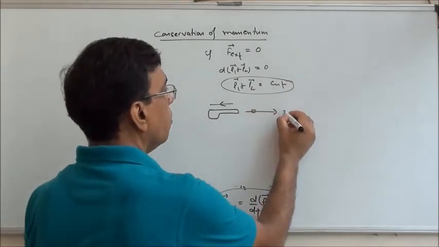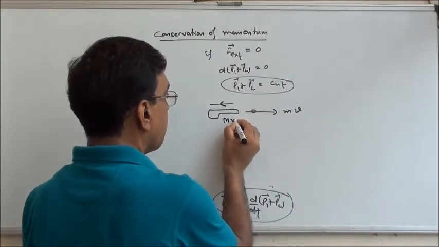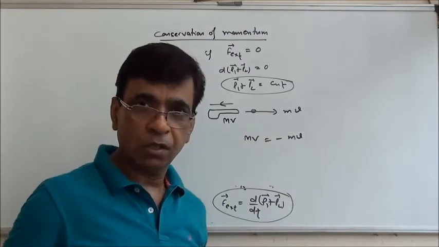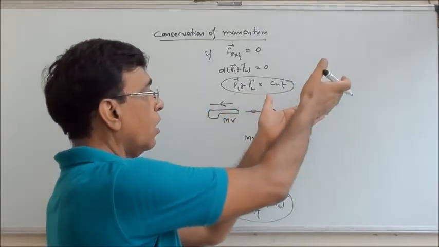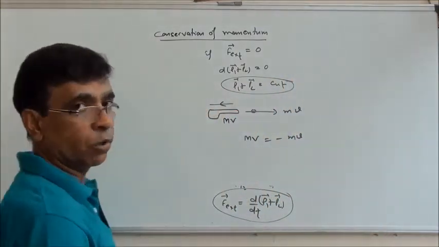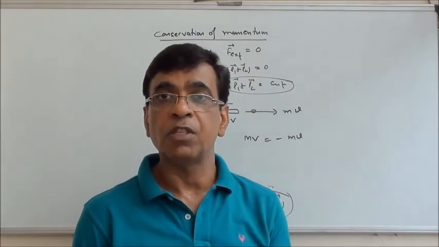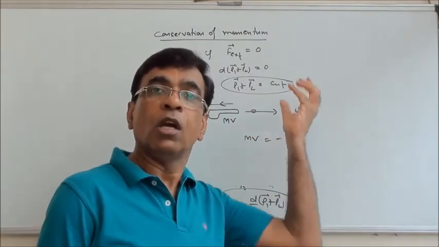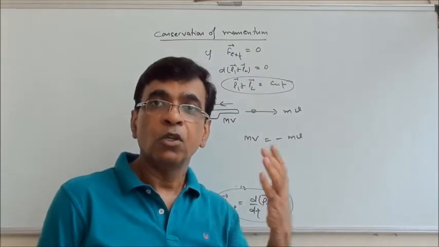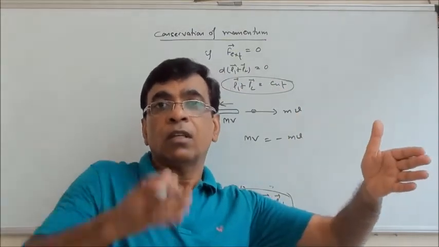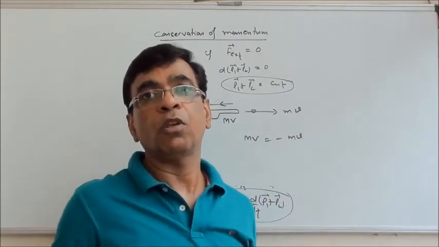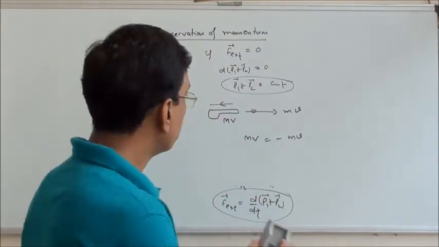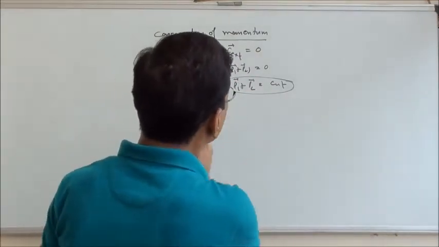So if this has momentum mv and this has capital MV, then mv is minus MV, equal and opposite. Whatever momentum this acquires, the other will acquire equal momentum in the opposite direction. Net momentum will still be 0. Before firing the bullets, net momentum is 0. After firing also it will remain 0. So if one body moves in one direction, another body will move in the opposite direction to keep the momentum 0. We need some external force to change the momentum, and we can have many other examples too.